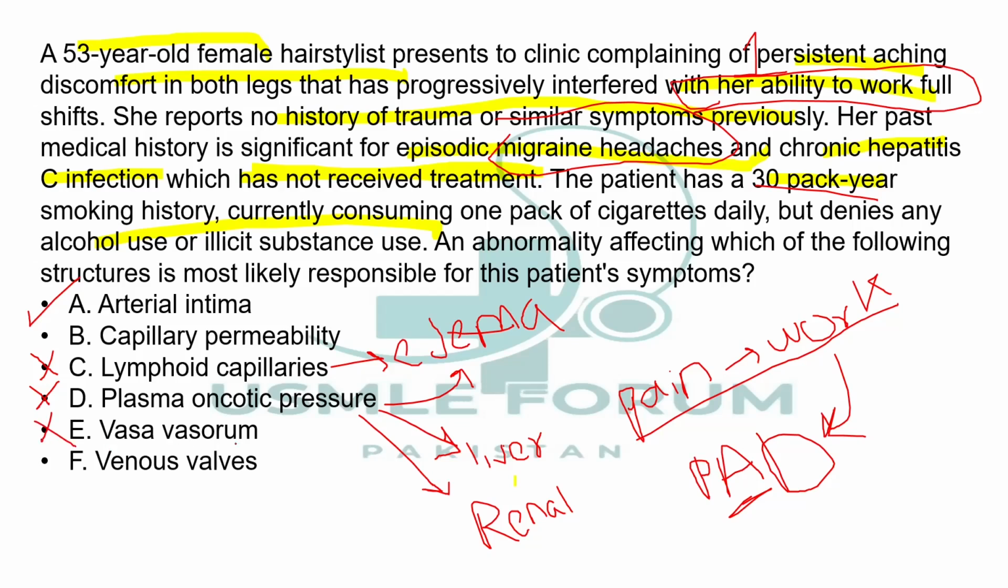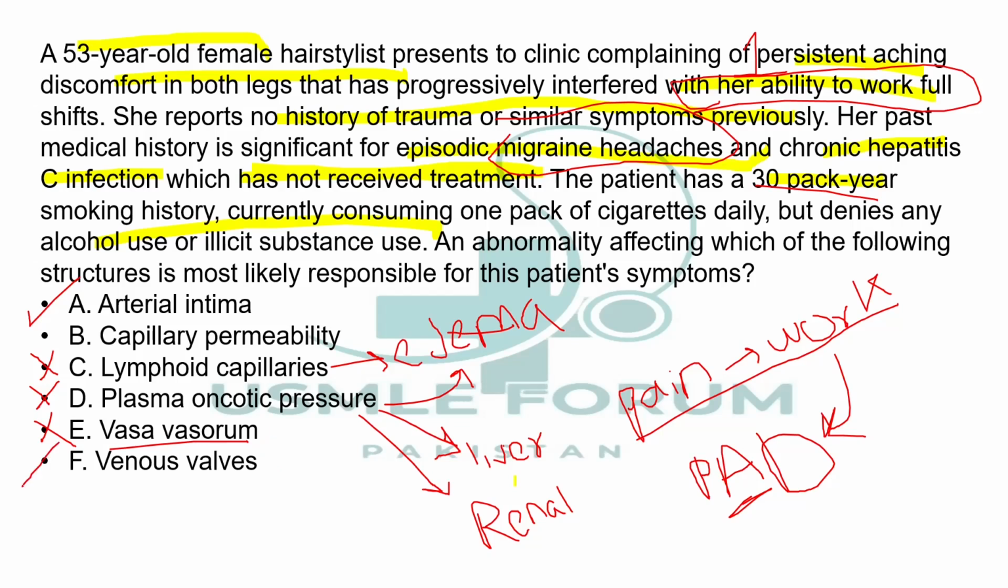Vasa vasorum is always a wrong answer. This is nothing; these are small arteries that supply the big arteries. One high yield fact you can remember is that weakening of the vasa vasorum is involved in aneurysms. Aneurysms are mainly due to the weakening of connective tissue, but the vasa vasorum can be affected in syphilis or endarteritis, and they can cause necrosis of the walls and give rise to the formation of arterial aneurysms. You can remember that if you want to, but these are always wrong answers.